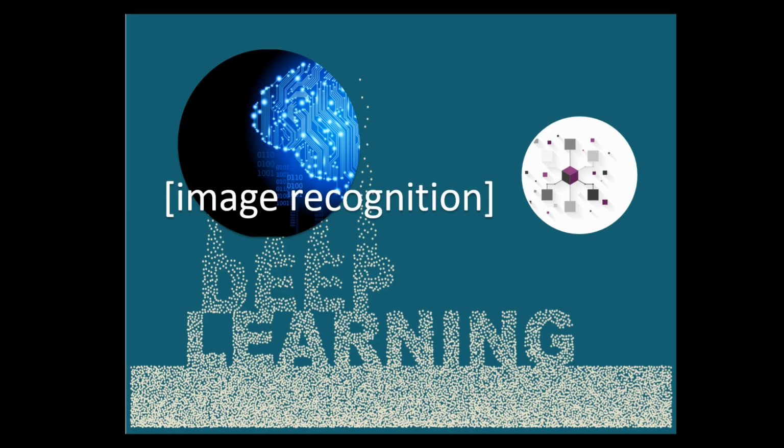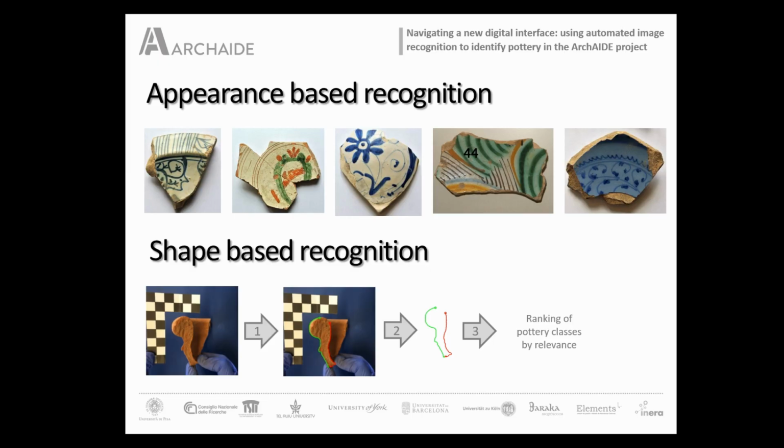The core of the system is based on artificial intelligence, on the development of two different neural networks. One works with appearance-based recognition, allowing the recognition of decoration on the surface of the pottery, and another neural network allows the shape-based recognition, extracting the profile of the pottery. All this is done with just one image.